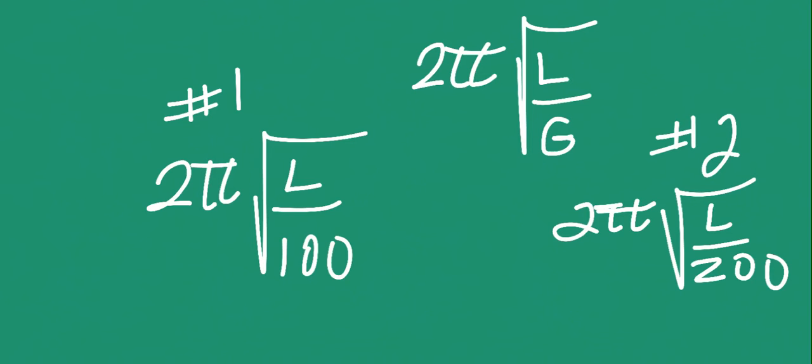Now, the additional information you're given is that pendulum 1 has a period that is 4 times as long as pendulum 2. That means that pendulum 2 swings 4 times while pendulum 1 swings only once. That's a key idea.